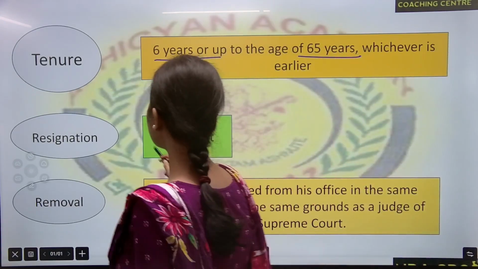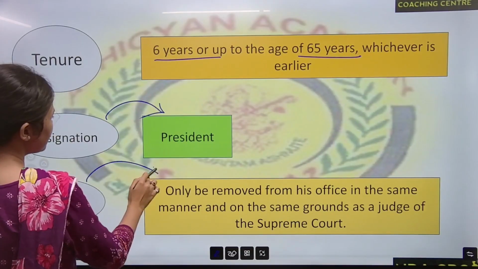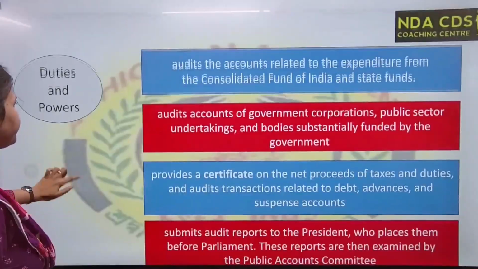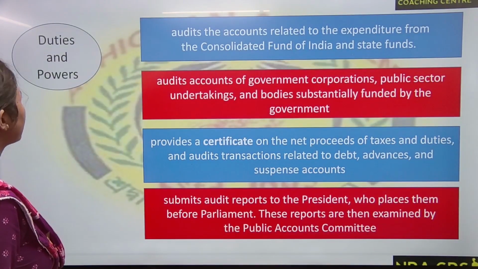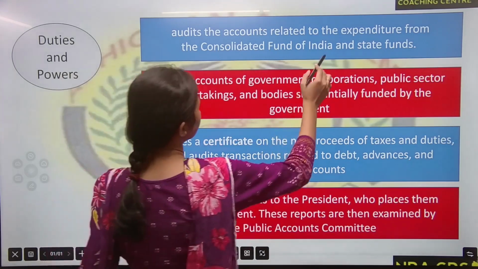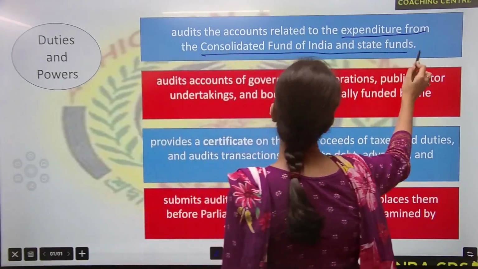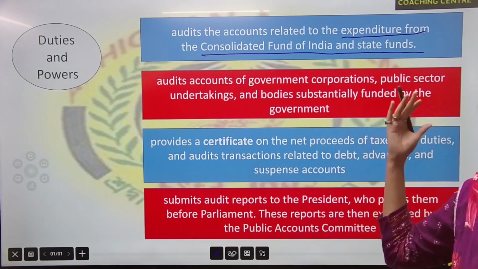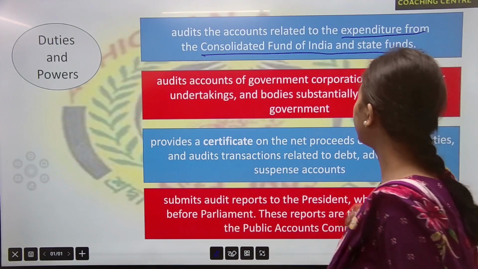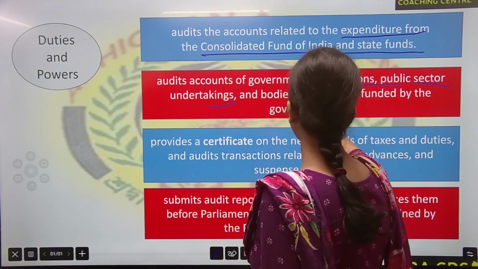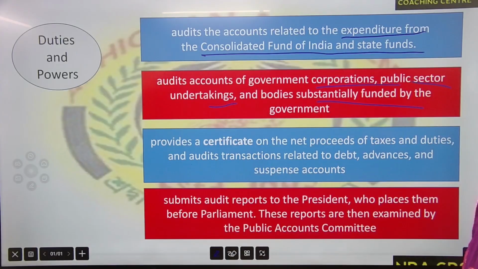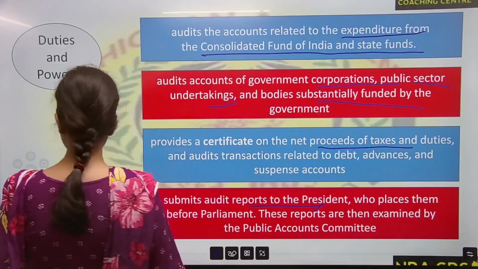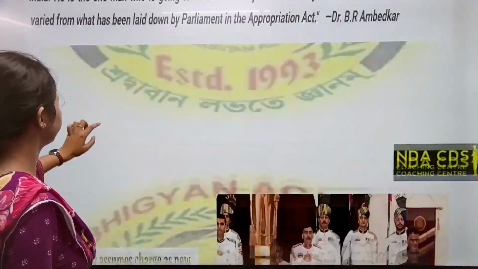Then resignation is given to the President of India. Removal, same ground as for the removal of Supreme Court judges. So duties and powers: audits all accounts related to expenditure from consolidated fund and state fund. Every account will be reviewed, audited by this office. Government corporation, public sector undertaking, bodies substantially funded by government, everything. Certificate on the net proceeds of taxes and duties, submits audit report to President. So these are their powers.